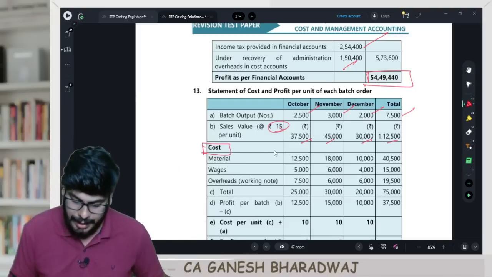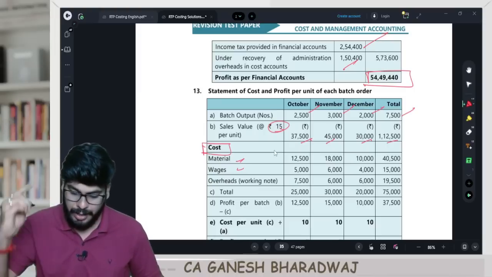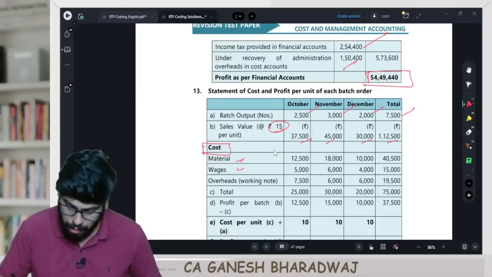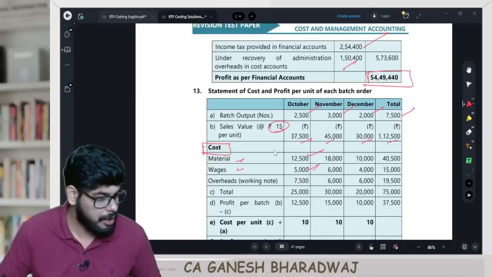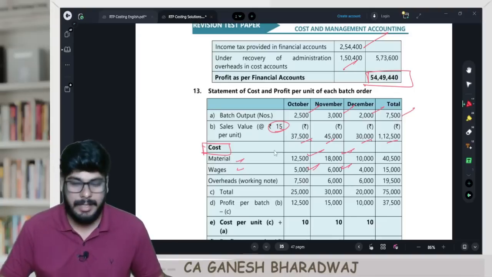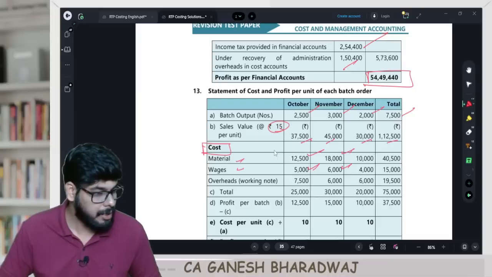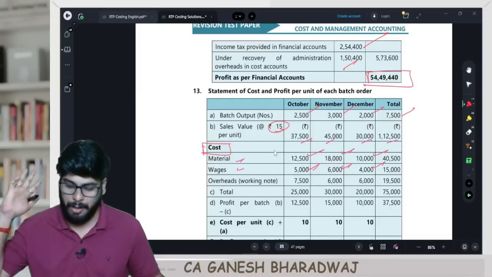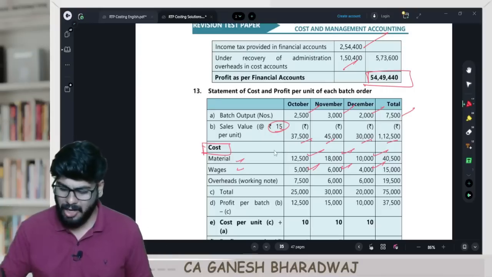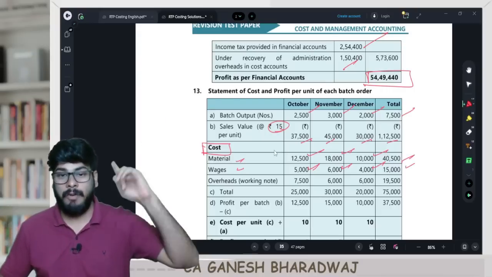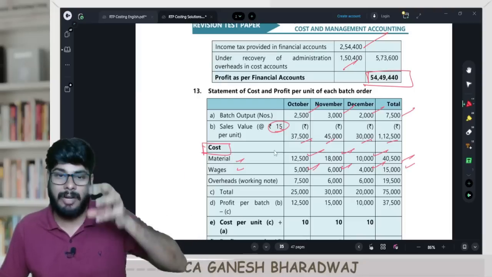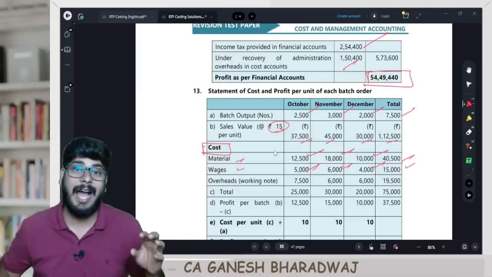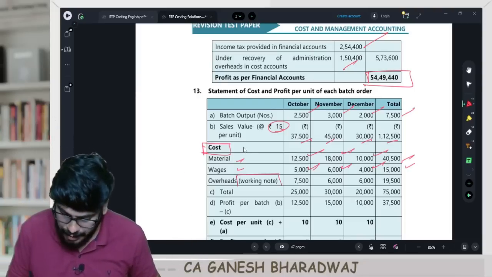Now, cost data, material and wages. If you see for the month of October, how much is material cost? 12,500. How much is wages cost? 5,000. Similarly, for the month of November, material 18,000, labor is 6,000. Similarly, in the month of December, it's going to be 10,000 rupees of material cost and 4,000 rupees of wages cost. Are you clear with this? These are all actuals. You can just total it up. Now, overheads alone, you can't take the figures because the last two columns are budgeted. You need to calculate the predetermined rate, multiply it with the actual number of hours worked. That is what the working note is all about.